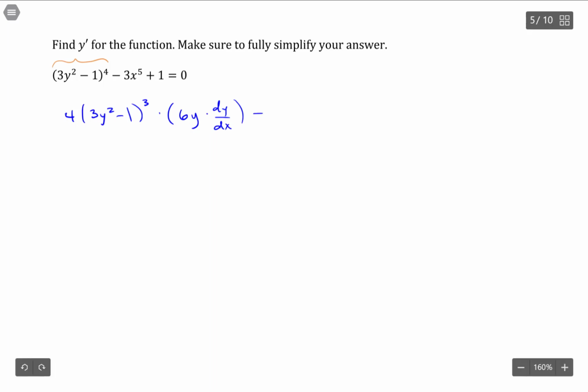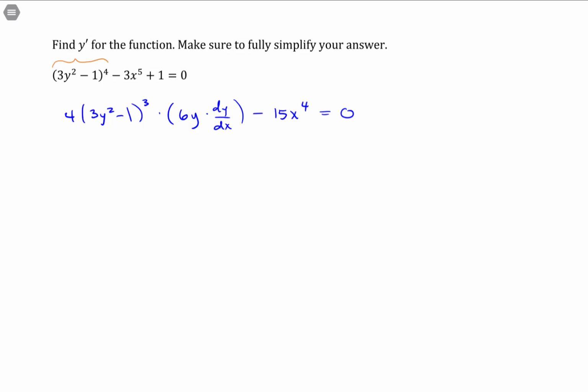Going to the next term, minus 3x to the fifth, we don't involve any y variables, so the derivative of this is pretty straightforward. It's just 15x to the fourth, found by bringing the exponent down and subtracting 1 from that exponent. We don't have to put dy dx next to this because we're not differentiating a function of y. The constant 1 has a derivative of 0, so we let that go to 0, and this is equal to 0. Now we just need to clean this up and get dy dx by itself.